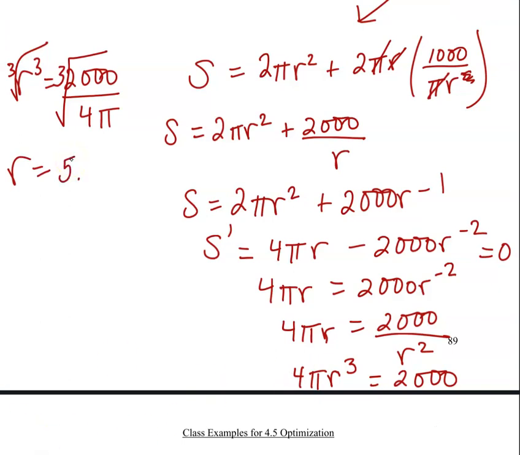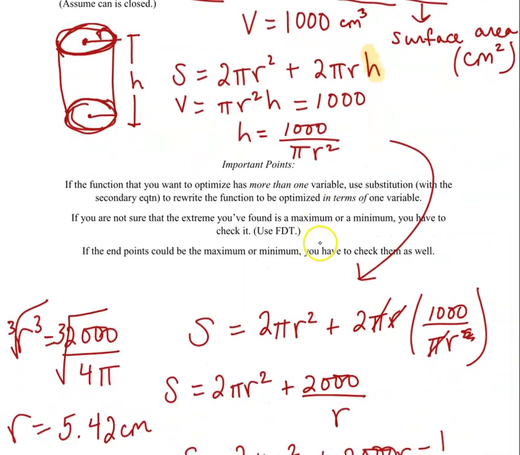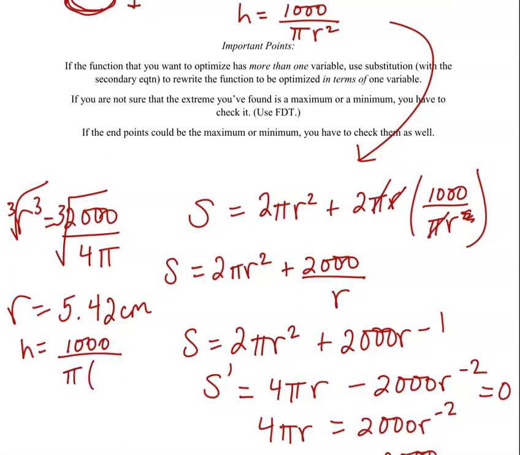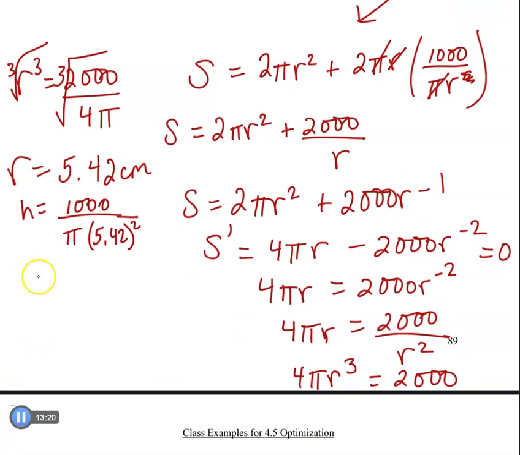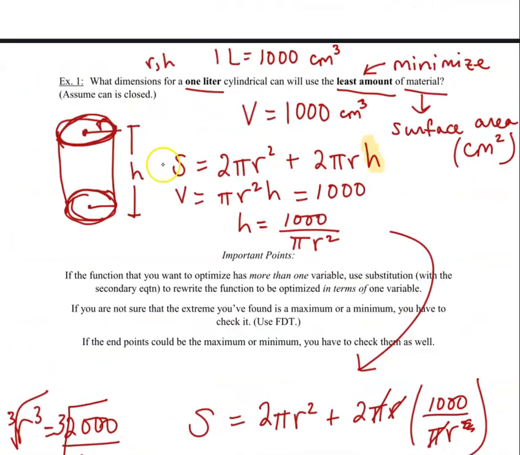Because this is a practical kind of situation, I think it makes more sense to get a decimal answer. So I'm getting 5.42 centimeters. Now, they asked for dimensions, so I do need to go back and get the height. Don't forget, though, height was equal to 1,000 divided by pi r squared from our secondary equation there. So my height would be 1,000 divided by pi times 5.42 squared. So let me get that number from my calculator. And I'm getting a height of 10.84 centimeters.